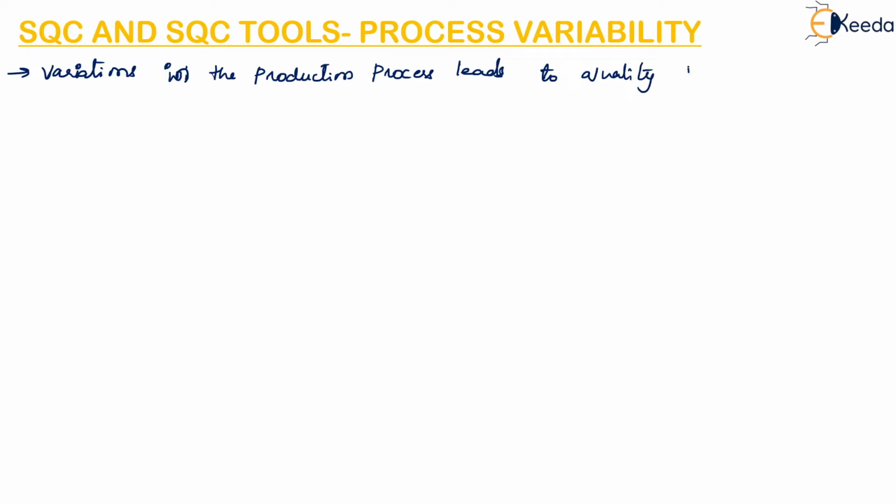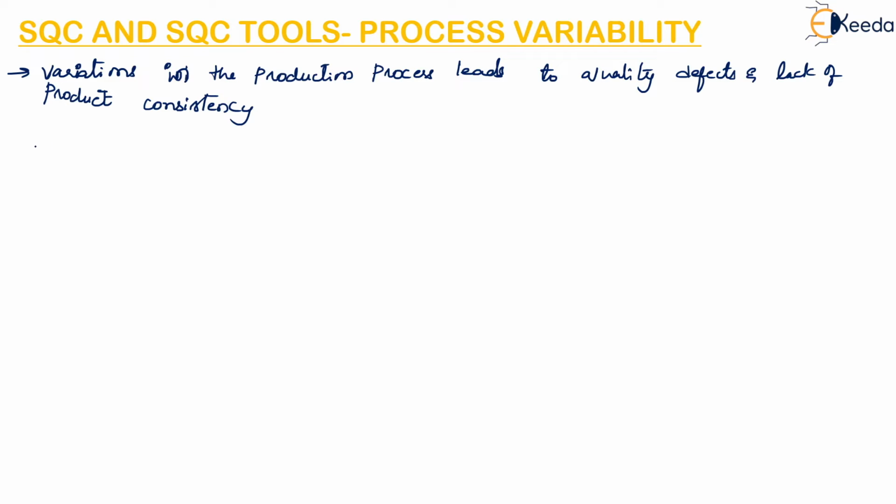Now, variations in the production process will lead to quality defects and lack of product consistency. That is why we have to see that the variations have to be completely avoided.